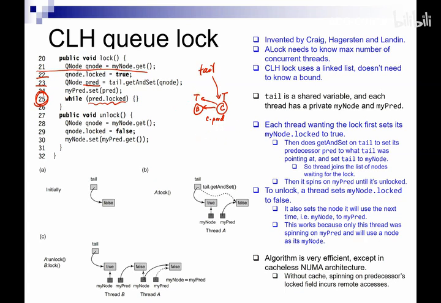If C doesn't have a cache, then the only way for C to read b.locked is to go to B's processor to read that value, since B could be on a different processor. Every time I read this, I would have to incur remote memory accesses, and that's going to be slow. So CLH usually works quite well, because most architectures have caches, but if unfortunately we don't have a cache, then it won't work well.